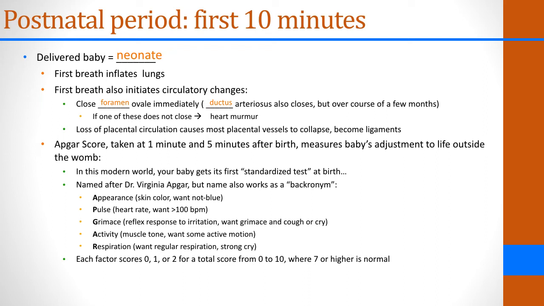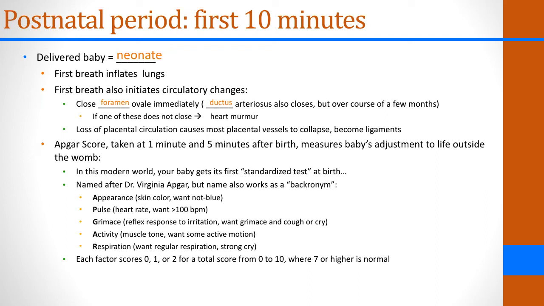Loss of the placental circulation also causes the placental vessels to collapse and become ligaments. During this time, the APGAR score is taken, and that's going to happen at 1 minute and 5 minutes after birth, and it's there to measure the baby's adjustment to life outside the womb. It's named after Dr. Virginia Apgar, and it's also an acronym or backronym.